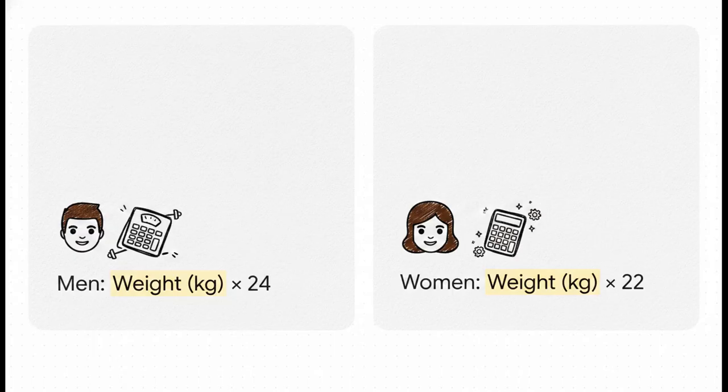Now, let's look at how to actually calculate it using these simplified formulas. For men, you just take your weight in kilograms and multiply it by 24. For women, it's your weight in kilograms multiplied by 22. Go ahead and plug your own weight into this formula right now. It's kind of crazy, but also super empowering to actually see your baseline number.